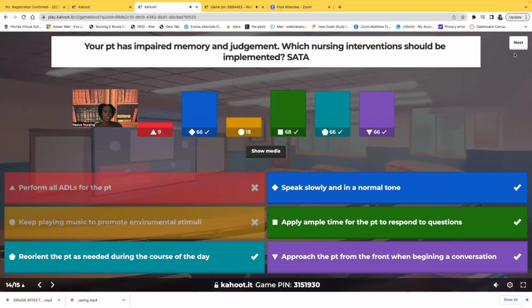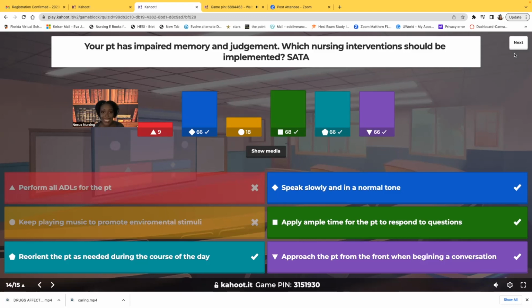Okay, so let's talk about the correct answers. We'll talk about the correct answers first, and I'll go over the wrong ones. Speaking slowly and in a normal voice. Yes. Why? Because their memory, their judgment is impaired, their thinking process has slowed down. So you don't want to speak very quickly because they might not catch what you're saying. You want to speak slowly, but in a normal tone.